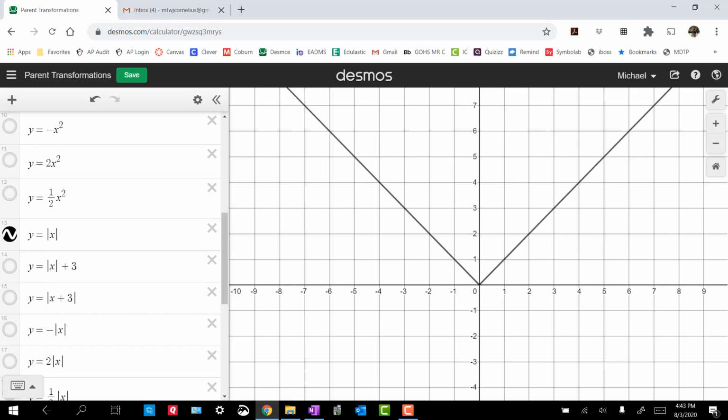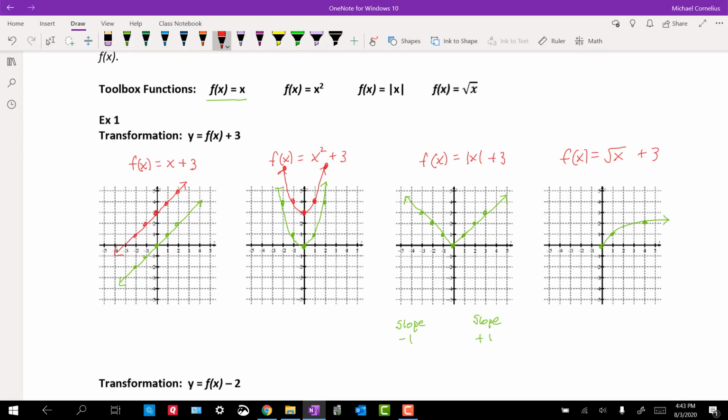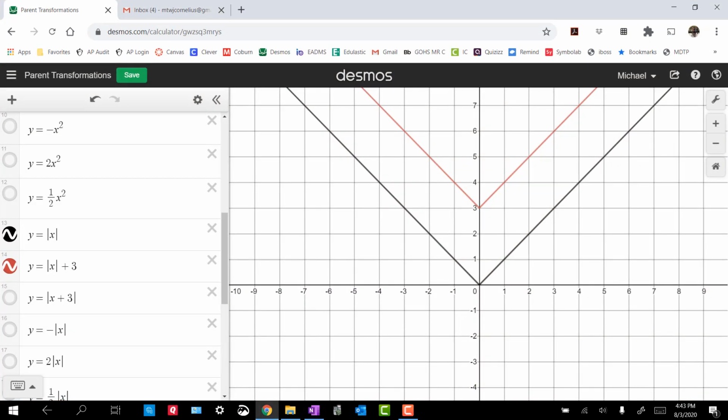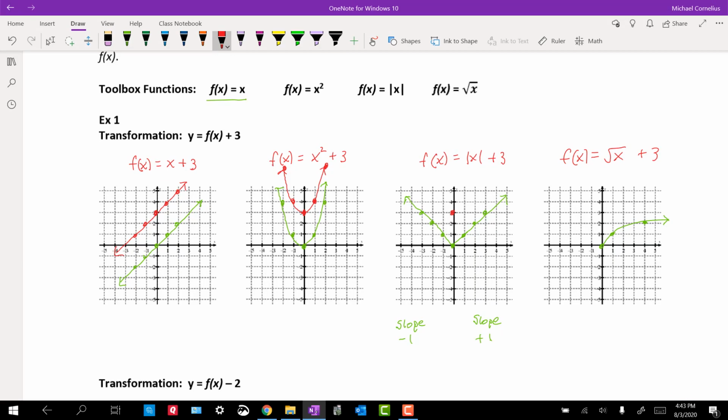Absolute value. Here we go. There's the parent. There's the new one, up 3 units. Hopefully that was your guess. Easy, huh? So the vertex shifts up 3. You'll notice on that other graph, the 2 lines are parallel on either side, the 2 rays, so it still has the same slope, up 1 over 1, up 1 over 1. So the left side has a -1 slope, the right side has a +1 slope. Done. Do you think you can do the square root function?